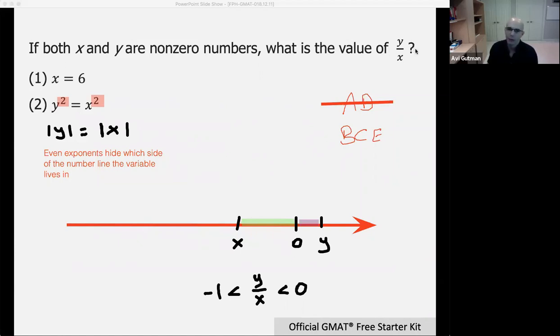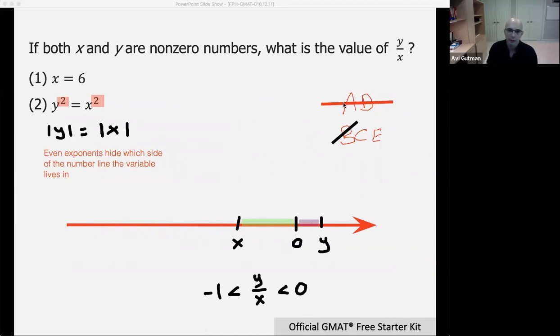So is that good enough on the GMAT for data sufficiency? Can you say, well, it's either 1 or -1? Does that count as being able to answer the question? That's right, it's not enough. So statement 2 is not sufficient on its own. It's almost sufficient on its own. It narrowed it down really nicely to just 2 options, but still not quite sufficient.